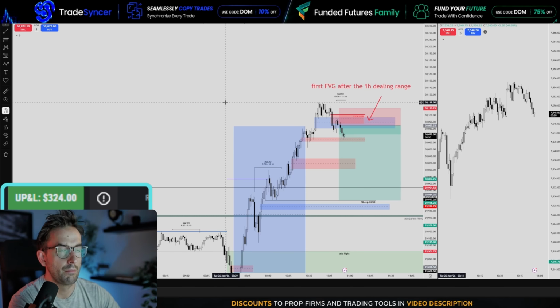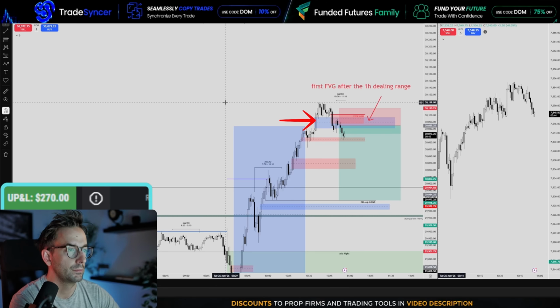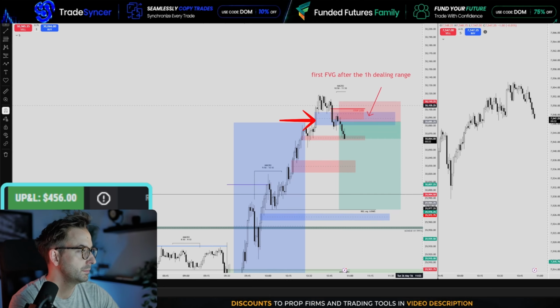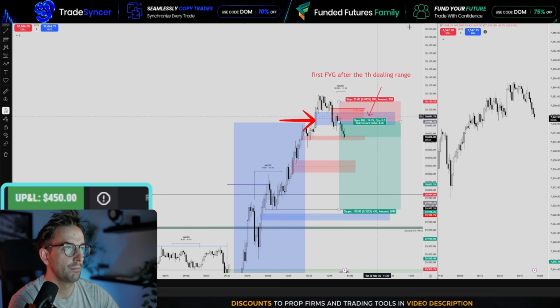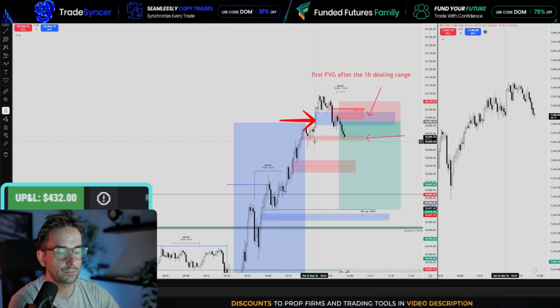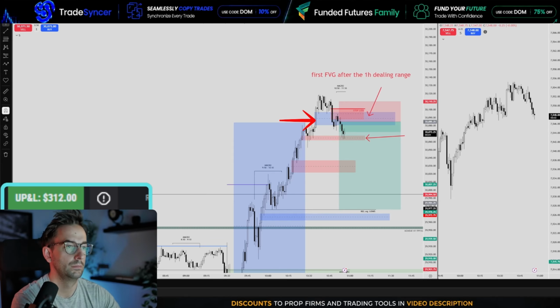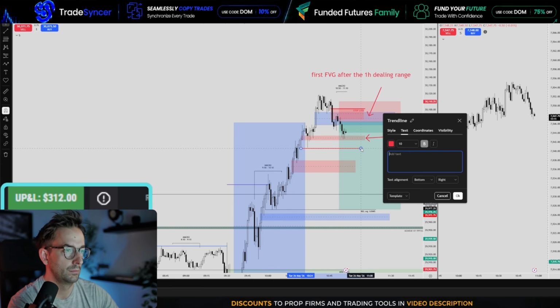So number one, it's a fair value gap around the lunchtime macro. Number two, it's the very first fair value gap that forms after that first hour dealing range, so from 9:30 to 10:30. That's a very important fair value gap. ICT talked about it a couple of weeks ago, and I employed it and I like it, and I've been using it ever since. It gives me a bias, a grounding on how to take trades off of it.